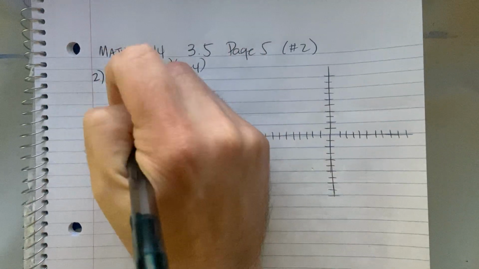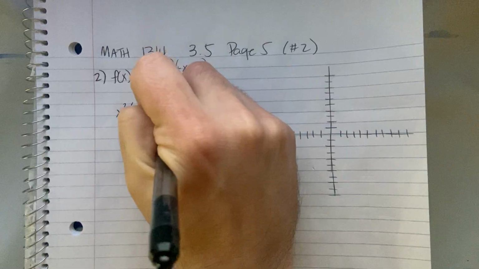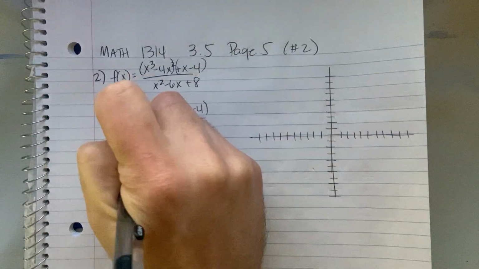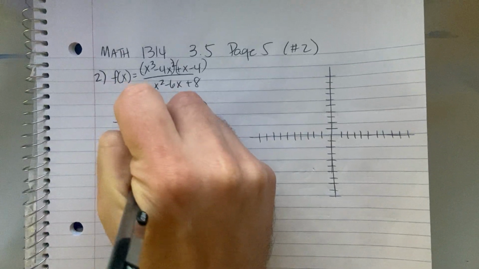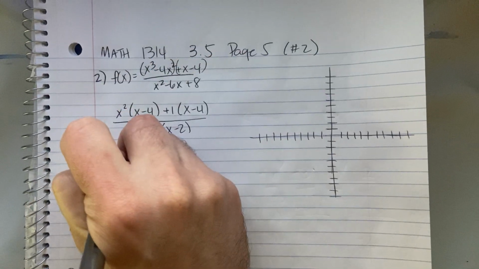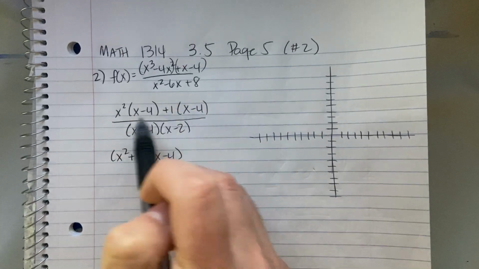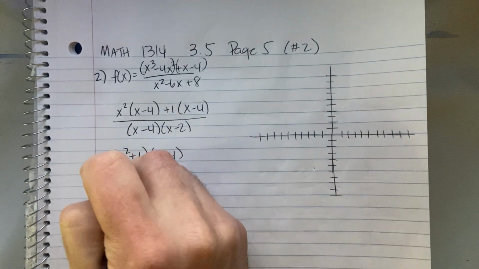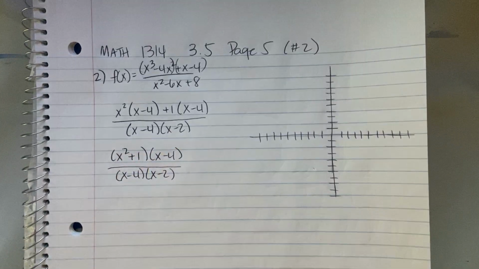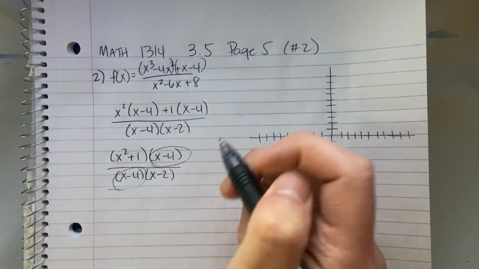x cubed and negative 4x squared share an x squared times x minus 4. These share a 1 times x minus 4. The denominator factors into x minus 4 and x minus 2. Now remember, they share these, so the two factors are x squared plus 1 times x minus 4. You can pull the x minus 4 out, and what's on the outside is left, over x minus 4 and x minus 2.